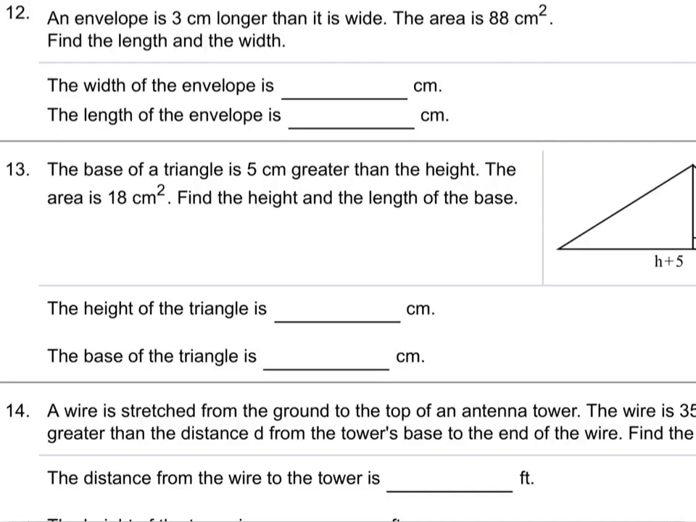All right. An envelope, which means a rectangle, is 3 centimeters longer than it is wide. The area is 88. Find the length and the width. So an envelope is 3 centimeters longer than it is wide. The area is 88. Find the length and the width.